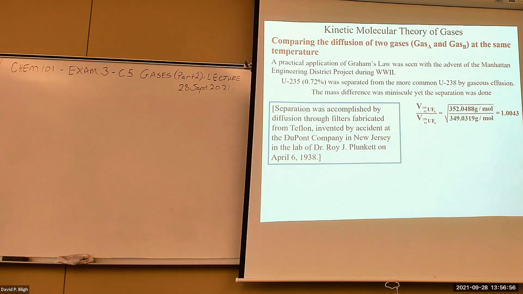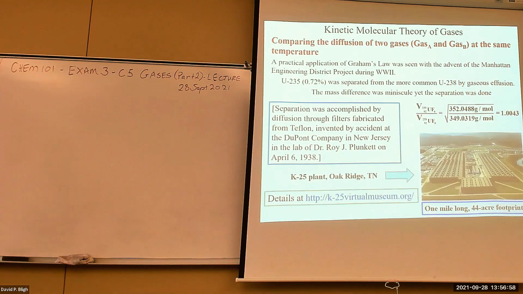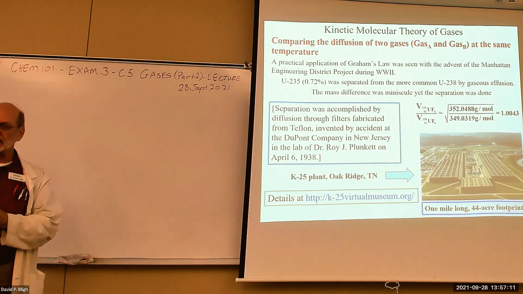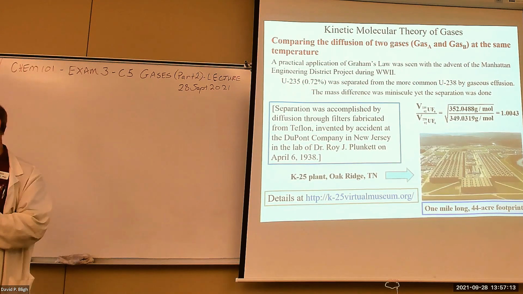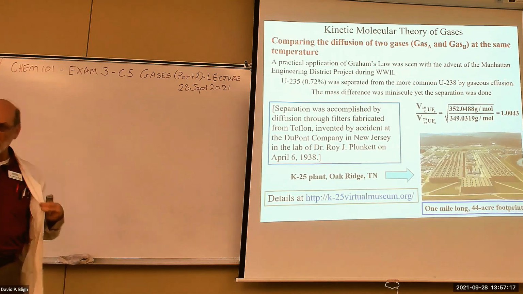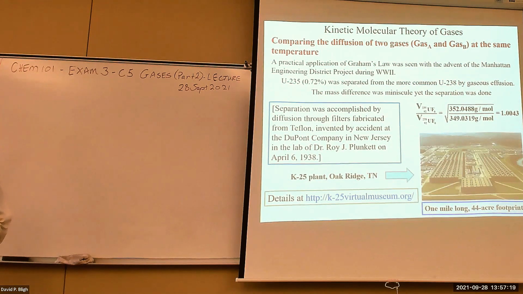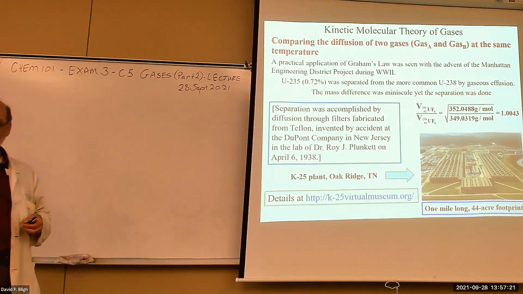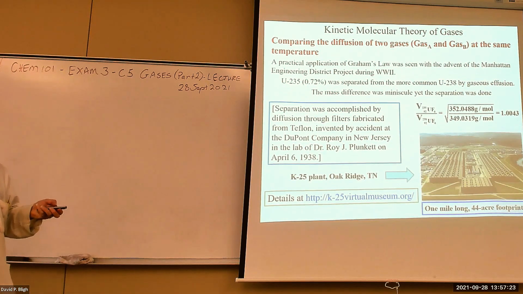A practical application. Purification, separation of isotopes of uranium during World War II. We needed U-235. Most of uranium is U-238, which does not fission. 235 is the one you need to make a bomb. Iran knows that. That's why they've got their ultracentrifuges running day and night, trying to make a bomb.